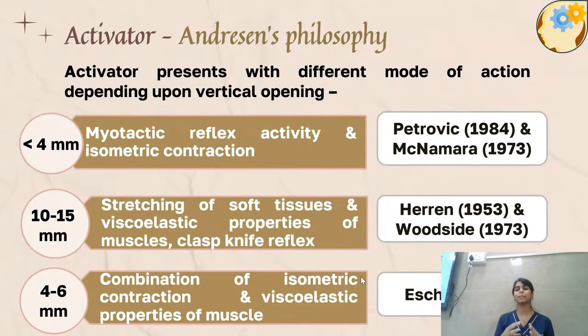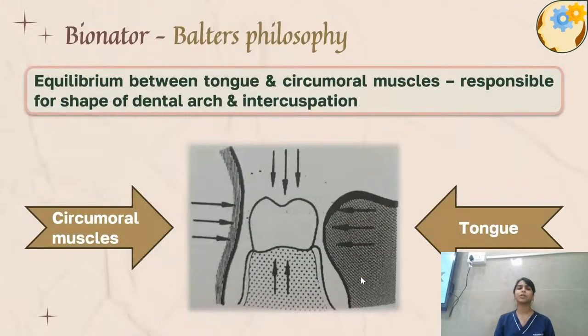Instead of opening the mandible by 10 to 15 millimeter, let's just open it by 4 to 6 millimeter and use the combination of effects of both isometric contraction and viscoelastic properties of muscle. So these were three schools of thought regarding activator. After activator, let's talk about bionator. So Anderson believed in force application, but Bolter believed in force modulation.